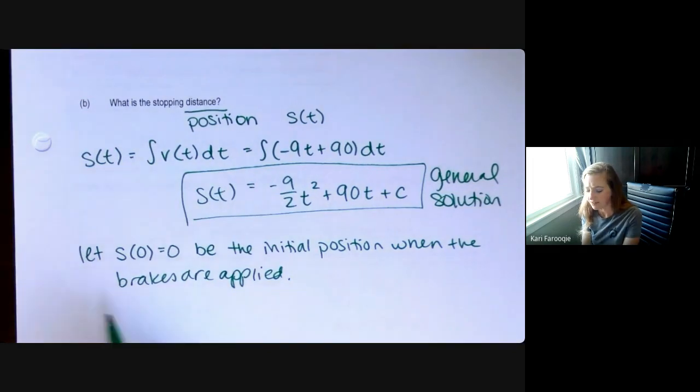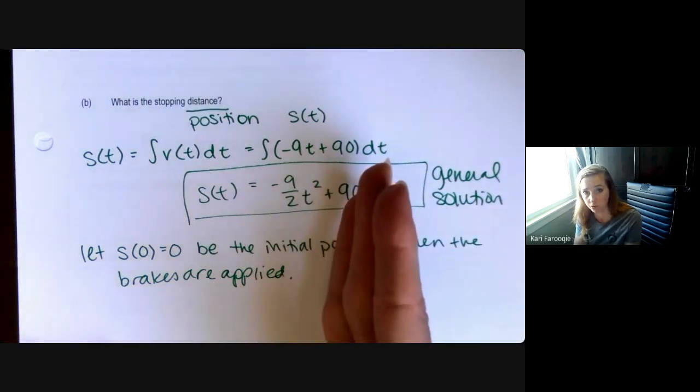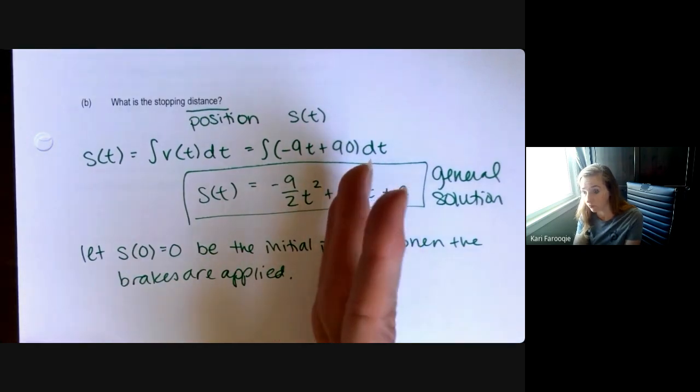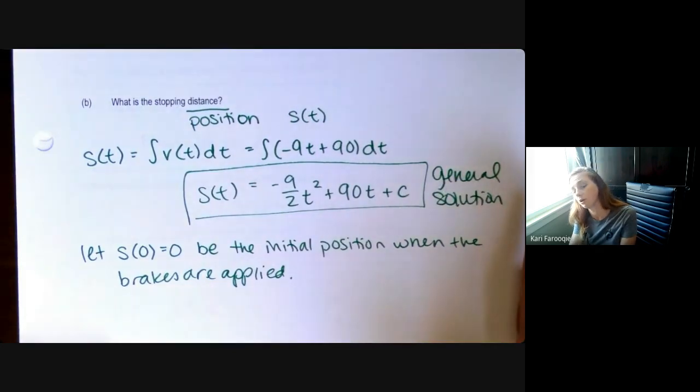I know, I feel like this can be a confusing concept. That's why I want to keep talking about it. I'm continually saying the same thing over and over again. But the car is driving along, all of a sudden you hit the brakes, and that's when we're going to start to examine the situation. So we're letting the initial position be 0, and then whatever value we find for the position, we'll just see how far the car has gone.